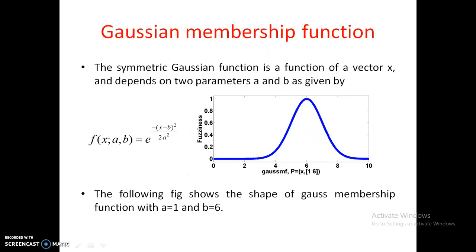Gaussian membership function. This is also defined in a different manner. It is e to the power minus (x minus b) whole square divided by 2a square. Here we need to provide only two parameters. I have provided 1 and 6 and this is the diagram for that. This is called the Gaussian membership function.